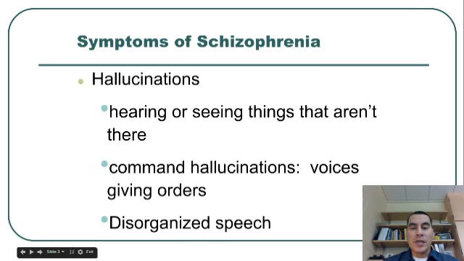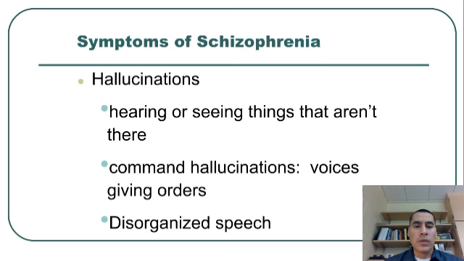Let's look at some of the main symptoms now of schizophrenia. The first and foremost is probably the hallucinations. A hallucination is basically a false visual or auditory stimulus. It does not exist. So, hearing or seeing things that aren't real. Oftentimes the hearing component takes the form of voices giving orders. Sometimes we call these command hallucinations. These command voices can involve self-harming types of behaviors or causing harm to others as well.